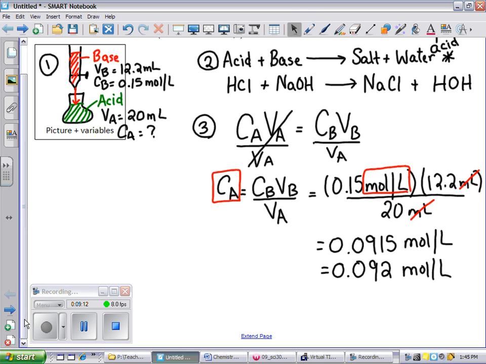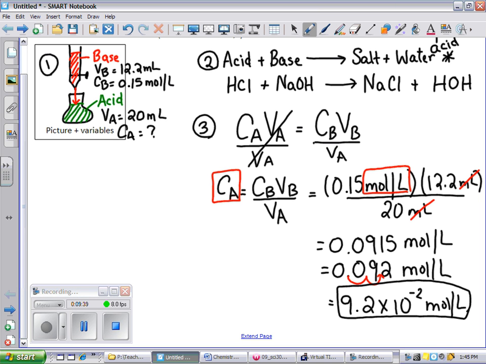notation. So we need to move the decimal behind the first non-zero number. So if we take our decimal and we jump, we have to jump 2 spots to get the decimal behind the first non-zero number. So your final answer will be 9.2 times 10, and because you made 2 jumps, it is -2 moles per liter. And that would be your final answer.